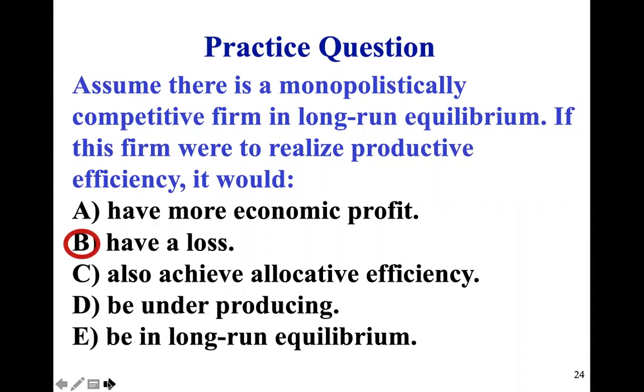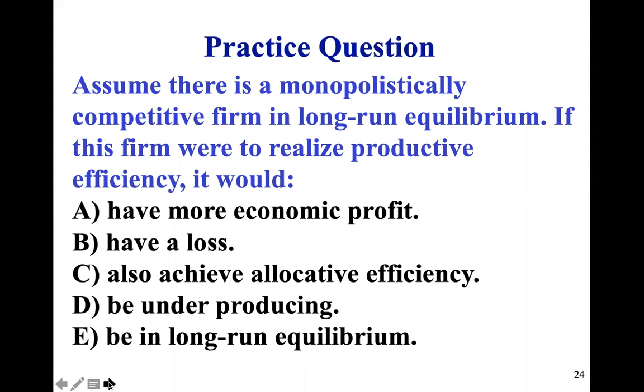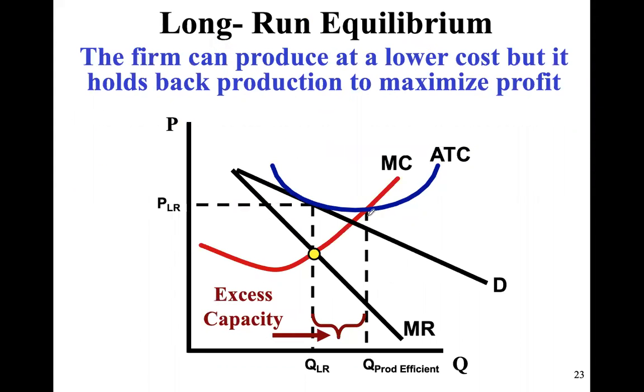Best answer choice for this one is B as in boy. If we're in long run equilibrium, if the firm were to realize productive efficiency, it would have a loss. Let's go back to the graph and look at that. So here's the monopolistically competitive firm. In the long run, we are looking for the productive efficiency point, which is right here. So if it were to produce at a quantity that's productively efficient, its revenue, or excuse me, its cost would be here and its revenue would be down here. So there we would be making a loss because our total cost would be greater than our total revenue if we were to produce at that quantity.